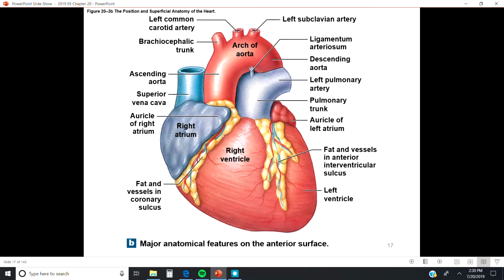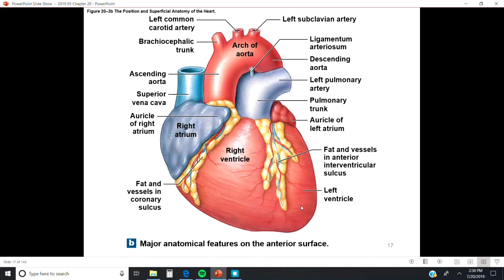Before I go back to the note, the next structure is going to be the anterior interventricular sulcus. So let's dissect those words before I show you. Anterior means the front of the heart, and this is the correct picture because it doesn't have that coronary sinus. Then interventricular means between the ventricles.